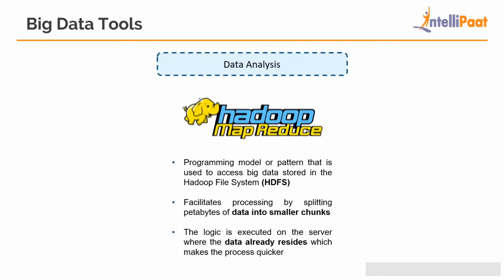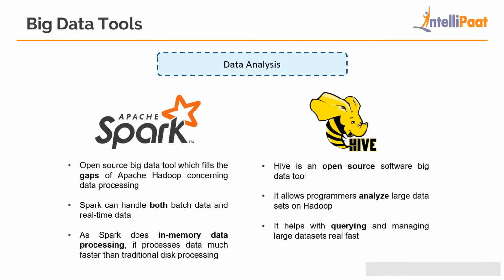The logic is executed on the server where the data already resides. So the thing is, using MapReduce, you don't need to download the data first and then process it. You can run MapReduce on the server where the data is already available, so that it saves a lot of time. Coming back to Apache Spark, this is again an open source big data tool.